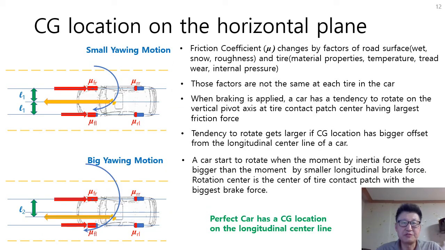Let's think about the CG location on the horizontal plane. There are two cases about the CG location in the horizontal road surface in this slide. In the first picture, CG is located on the longitudinal center line of a car, here. In the second picture, CG is located some distance apart from the longitudinal center line of a car. The longitudinal center line here and the CG location here. So there is an offset between the two lines this much.